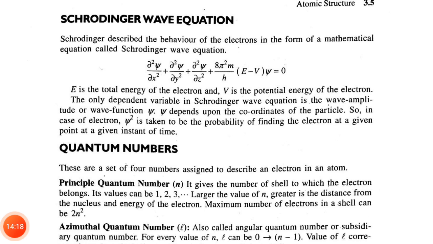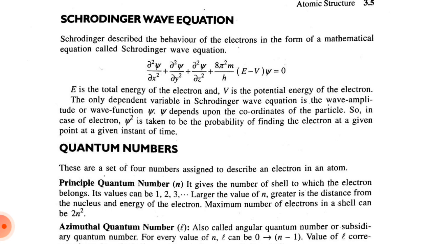Schrödinger wave equation. Schrödinger described the behavior of the electron in the form of mathematical equations called Schrödinger wave functions. ∂²ψ/∂x² + ∂²ψ/∂y² + ∂²ψ/∂z² + (8π²m/h²)(E − V)ψ = 0.